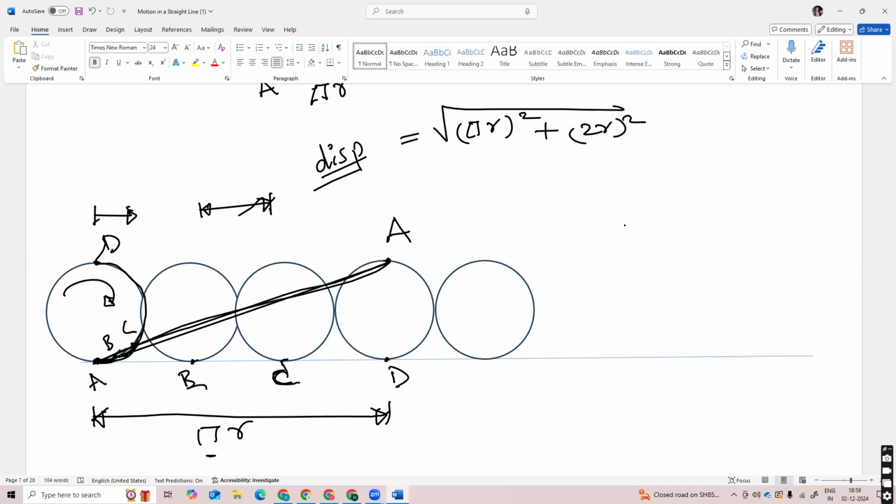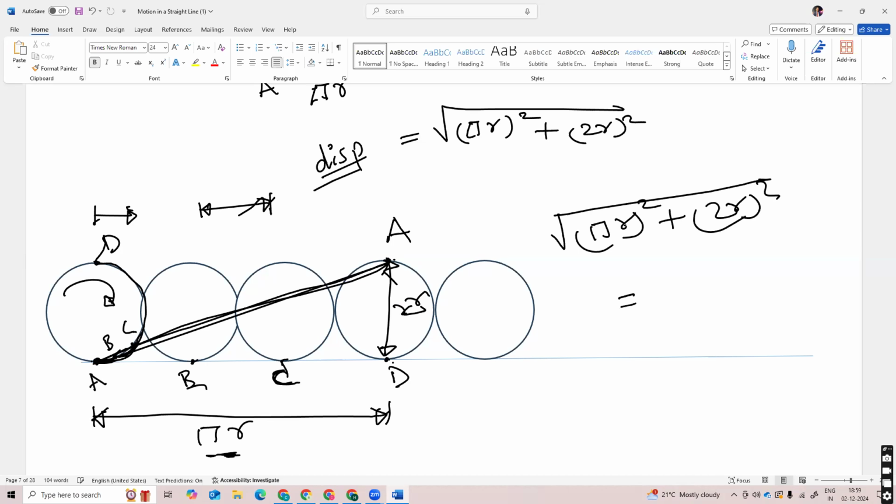We know that the distance from A to D is pi r, because it has made half a turn, and this is equal to the diameter of the wheel, which is 2r. To find this shortest distance traveled by point A, we can use the Pythagoras theorem. It is equal to the square root of (pi r) square plus (2r) square. This is how you can find the shortest distance between the initial position of point A and the final position of point A.